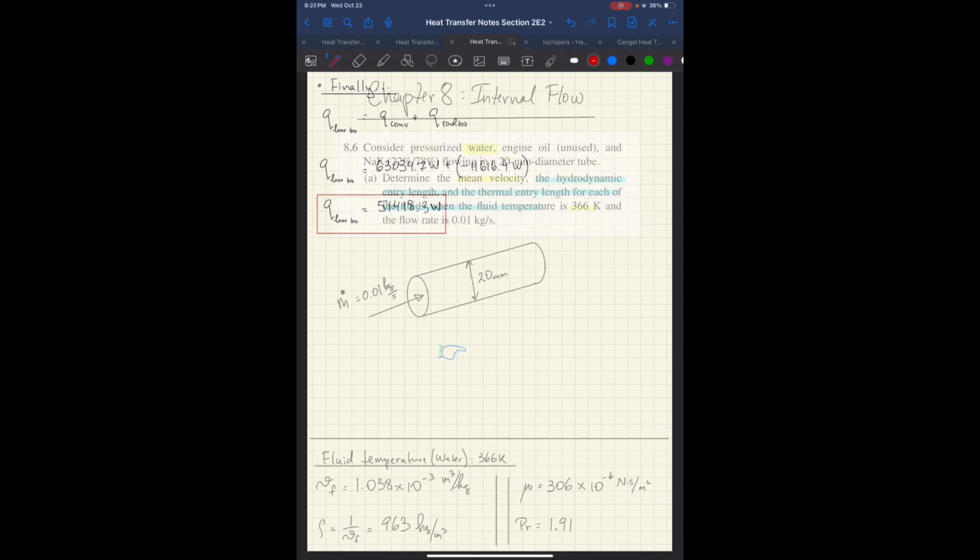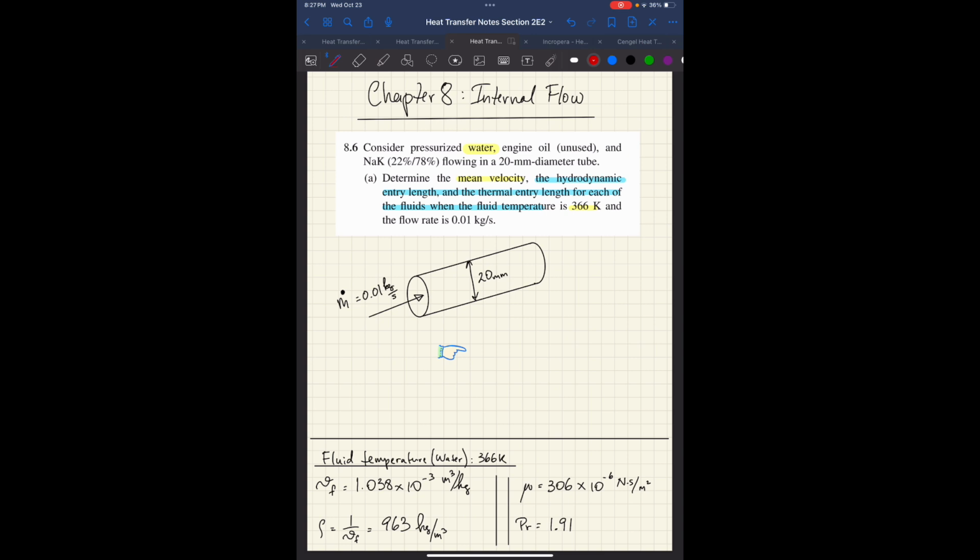Okay. So this is the internal flow question. It says here, consider pressurized water, engine oil, and it seems like sodium potassium, I guess you would call that, flowing in a 20 millimeter diameter tube. So they want you to find mean velocity, hydrodynamic entry length, and thermal entry length for each fluid when the fluid temperature is 366 Kelvin and flow rate is 0.01 kilogram per second.